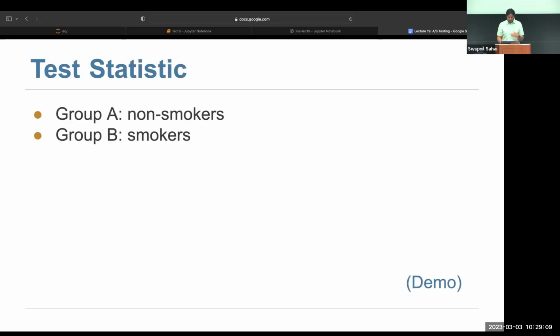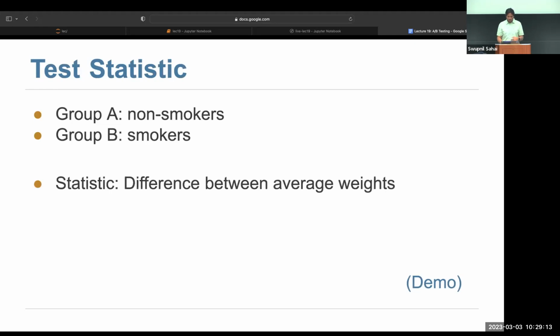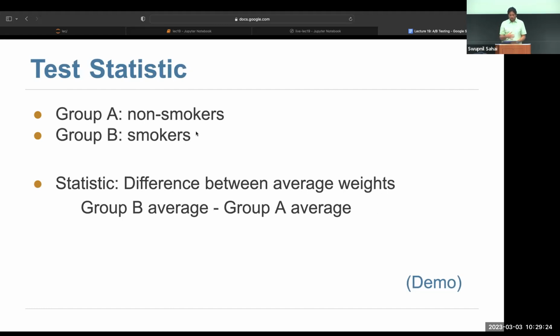The way we're going to do it is we're going to say group A is non-smokers, group B is smokers. We want the difference between the weights. So we're actually going to do group B average minus group A average. So we're going to do smokers minus non-smokers. It's actually the reverse. And because we're doing the opposite direction, it's going to be low values that are evidence for the alternative. So we just flip the question around.